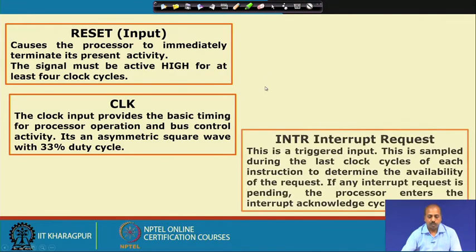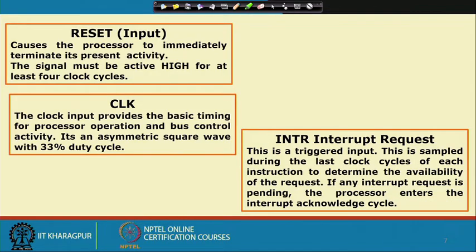Now, there is one interrupt line, unlike 8085 where we have a number of interrupt lines. Here we have only one INTR pin, which is interrupt request. This is a triggered input and sampled during the last clock cycle of each instruction to determine the availability of the request, as is true for 8085 also. So, it decides whether the interrupt has arrived or not, and if an interrupt has arrived, it will go into an interrupt acknowledge cycle.